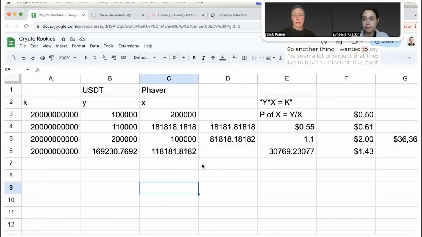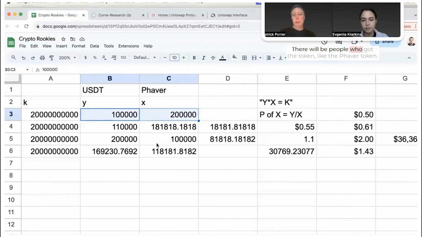So another thing I wanted to say, I've seen a lot of projects that like to have an unlock at TGE itself. This means that the moment this liquidity pool is created, there will be people who got the token previously either for free or at a discount. And sometimes the discount can be quite significant. That means that if there's an unlock at TGE itself, they can sell. So there's no vesting, or if there's vesting, a certain percentage unlocks. So when I consider investing in a project, I often calculate how much unlock there is, if any, on the day of the listing itself.